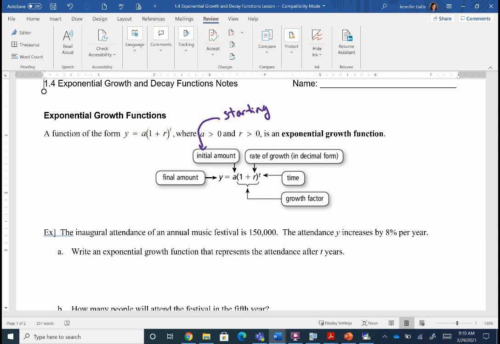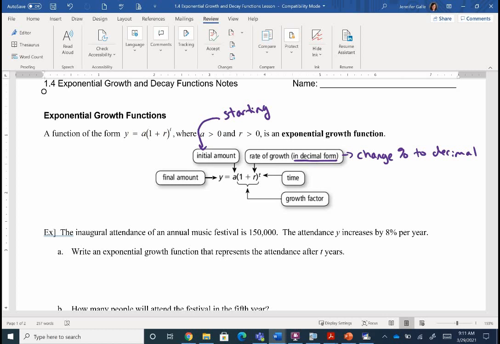The r piece, the r is your rate of growth, and it is in decimal form. You're going to have to change a percent to a decimal. So your rate of growth is going to be given to you as a percent. You're going to have to change it to a decimal. We'll do that a couple times today. If you're rusty on that, don't worry.